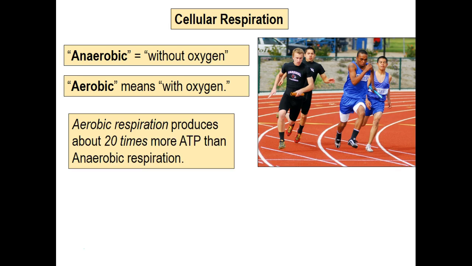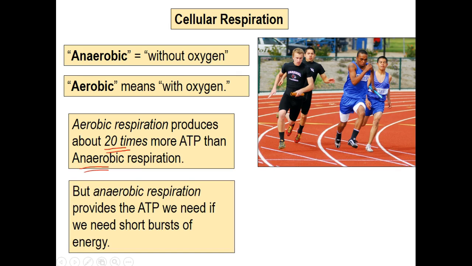In aerobic respiration, we're producing about 20 times more ATP than in anaerobic respiration. And these runners, depending on how far they're running, may be either using aerobic or anaerobic respiration. For example, if they're just doing a short sprint, they're just going to be using anaerobic respiration, which is allowing us to have short bursts of energy.